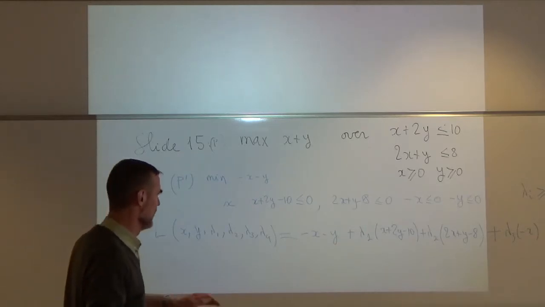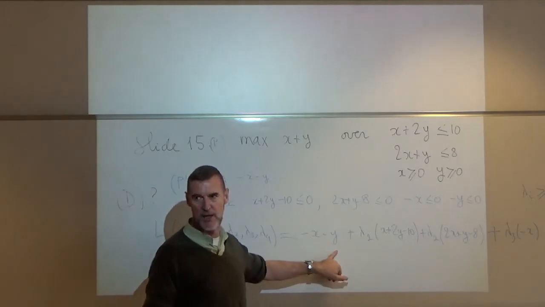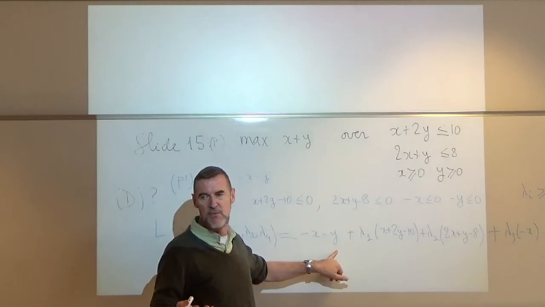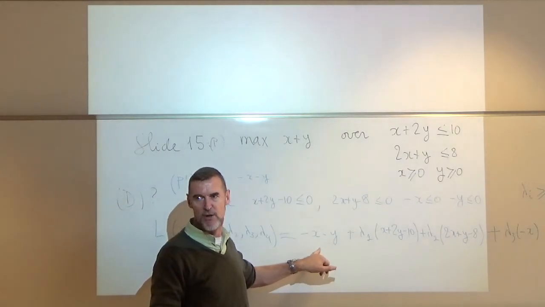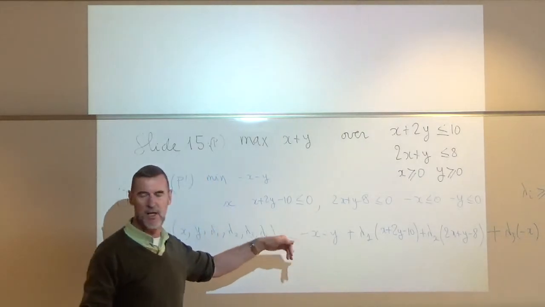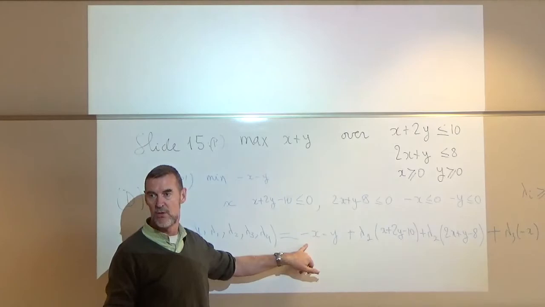Right? If I take, for example, minus x minus y, and I ask you what's the minimum of this over x and y? Well, the answer is minus infinity. You can always have values of x and y such that this is as large in modulus and negative as you want. So this is not bounded from below.